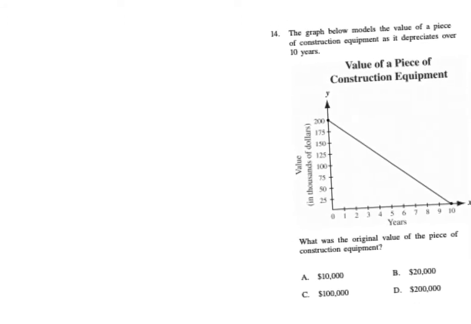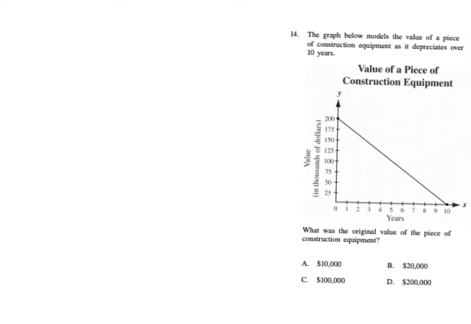So we have the y-axis, we have the x-axis, and we can see that the value in thousands of dollars here, let's start at 200, right? So that's 200,000. So the original value of the piece of construction equipment will be the y-intercept, which is right here. It started at $200,000, and the answer will obviously be B, because that's the starting point.